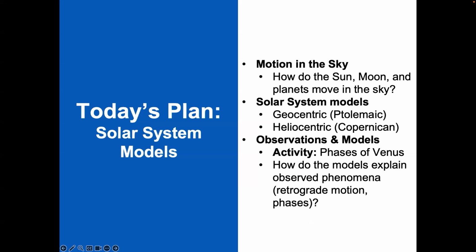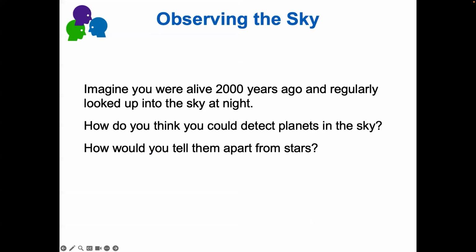We're going to do our activity, phases of Venus, which is going to inform us: do we live in a world where everything revolves around us, or do we live in a world where everything revolves around the sun? And you guys are going to run the experiment yourselves and hopefully reach an interesting conclusion. We're going to start off with a little bit of a discussion for a few minutes.